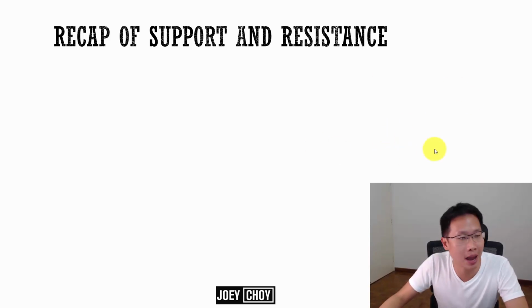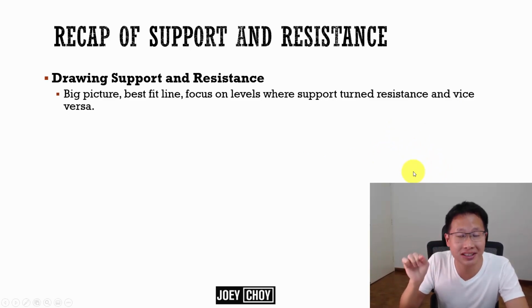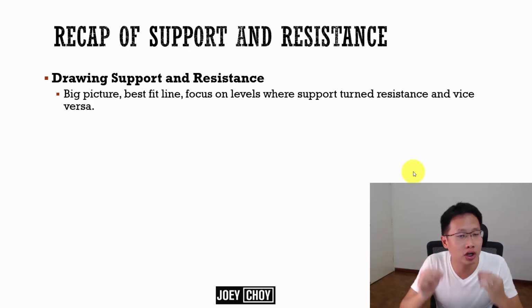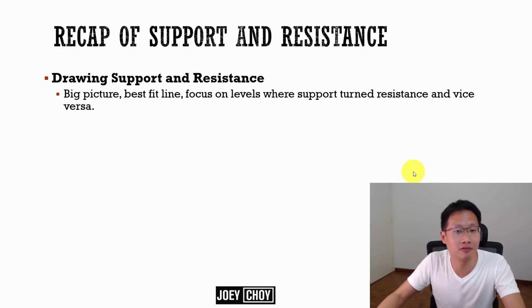So let's do a quick recap on support and resistance. Number 1, drawing support and resistance lines. I think I've shown you many times on how to do it. We look at the big picture, the best fit lines, focus on levels whereby the support turn resistance, resistance turn support, and vice versa, right?